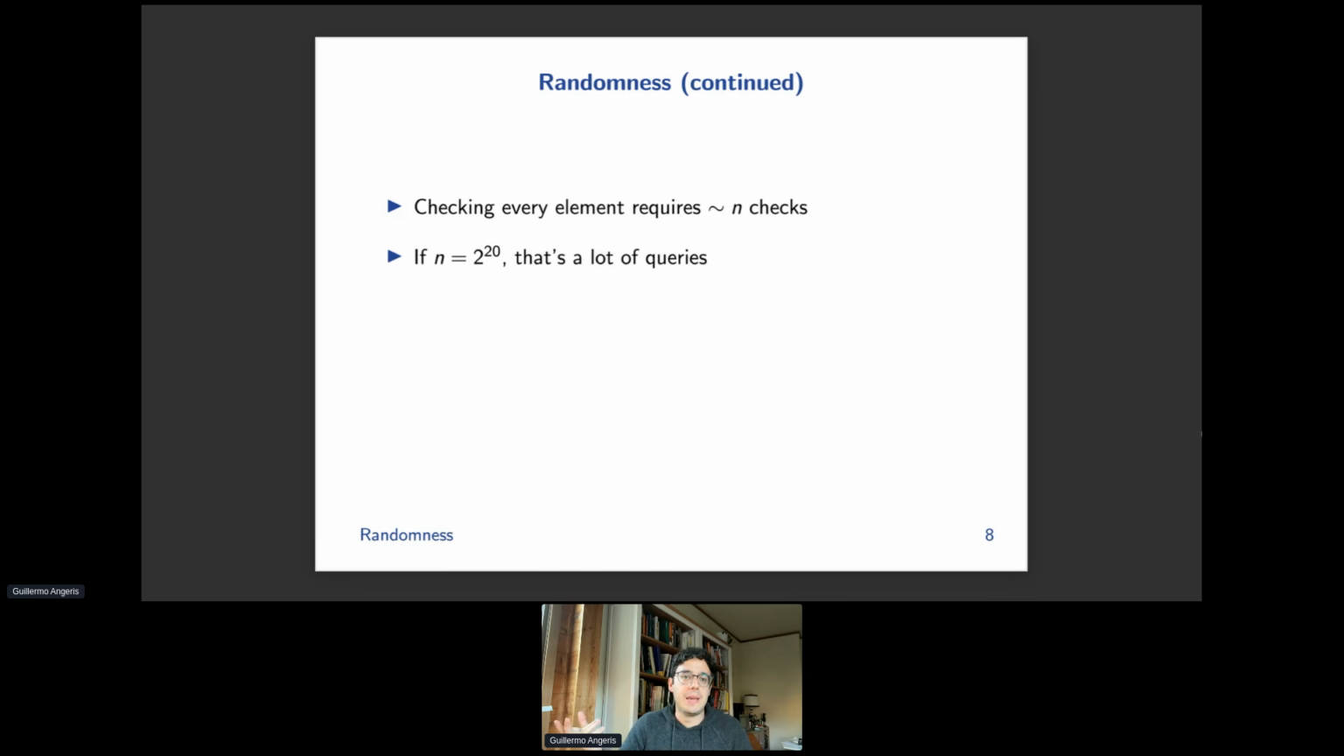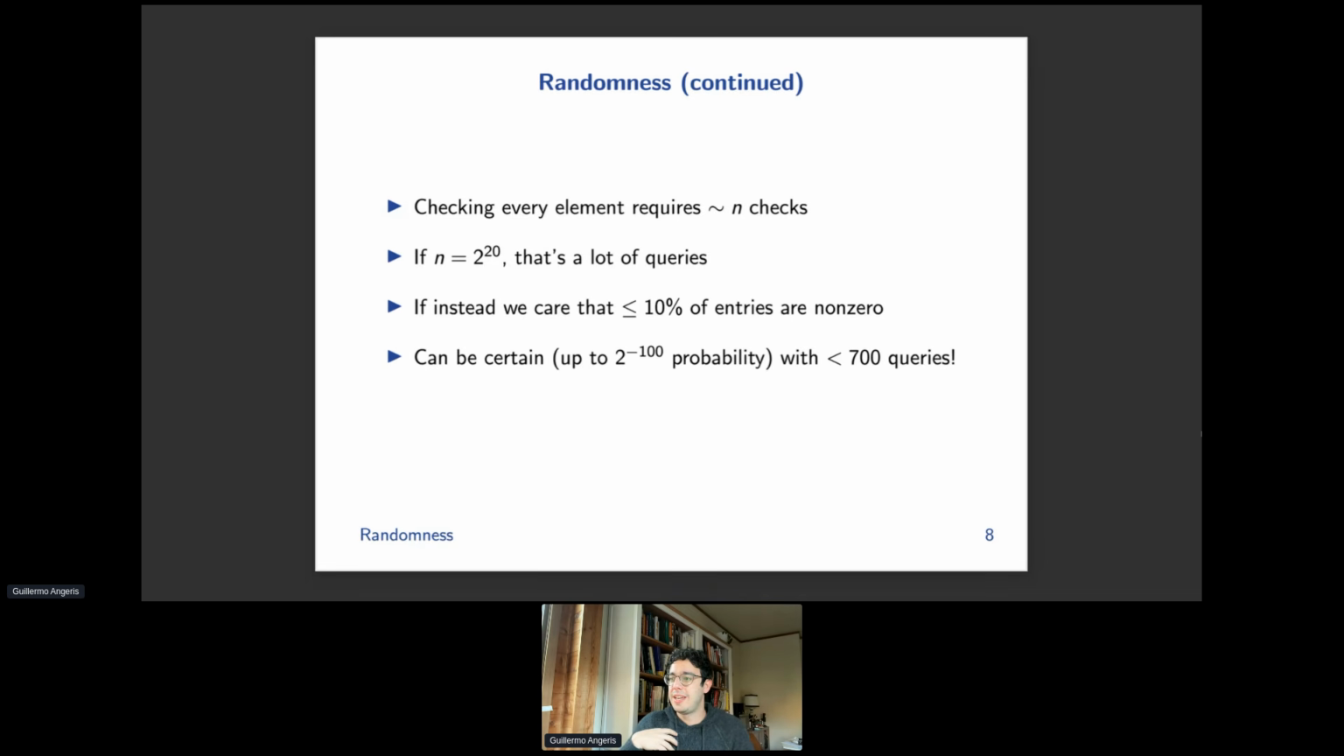So the number to keep in mind is if n equals 2 to the 20, which is about 1 million, then that's quite a bit of queries. That's about 900,000 of them. On the other hand, and you'll see this in the homework again, we don't care that exactly 10% of the entries are non-zero. We care that at least 10% of the entries are non-zero, right? And so instead, with some notion of randomness, we can be certain with up to 2 to the negative 100 probability of error that this is the case, using less than 700 queries.